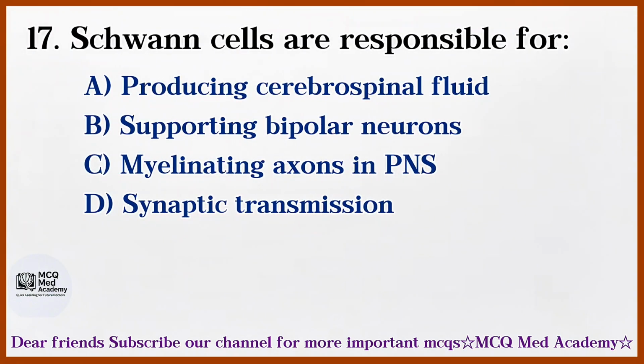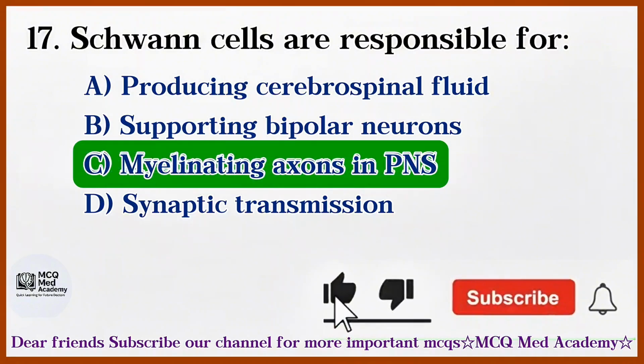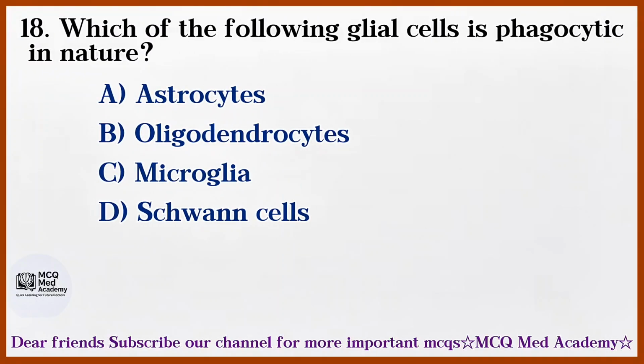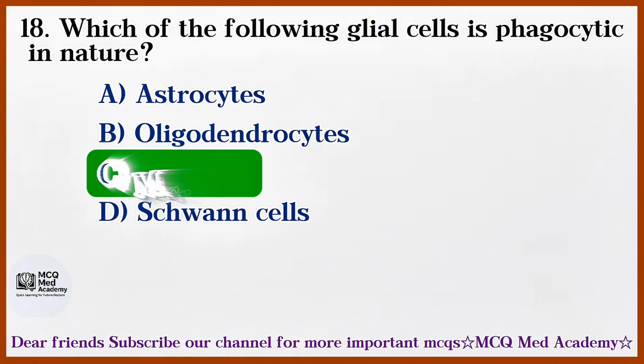17. Schwann cells are responsible for: Correct answer. C. Myelinating axons in PNS. 18. Which of the following glial cells is phagocytic in nature? Correct answer. C. Microglia.